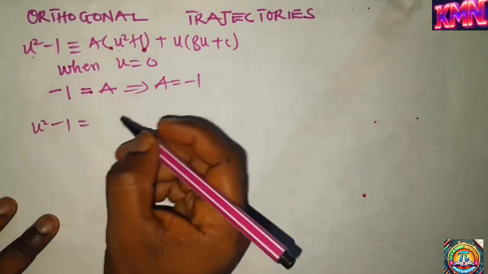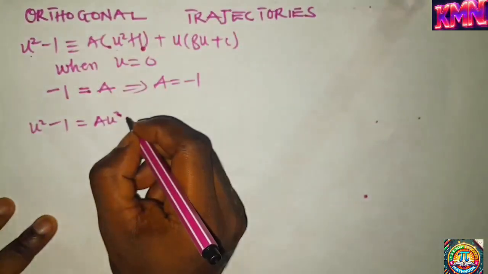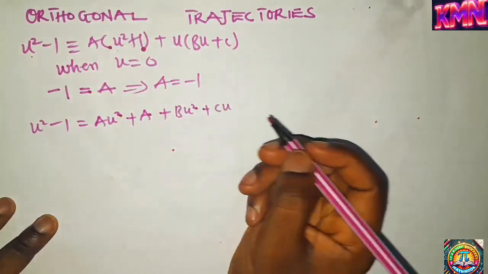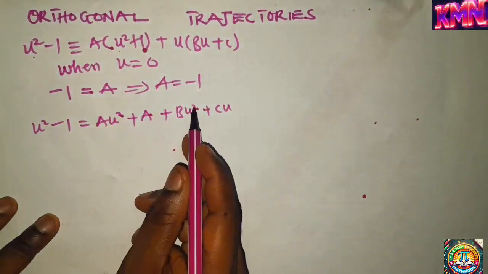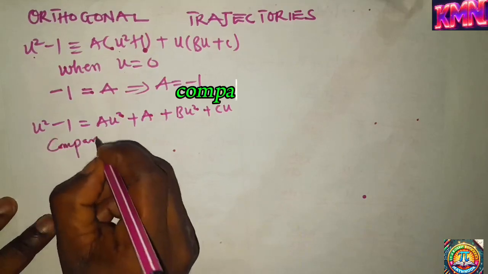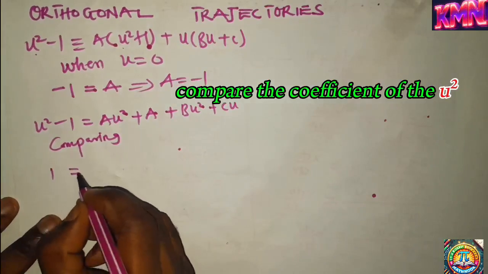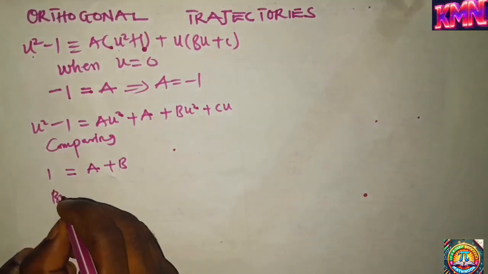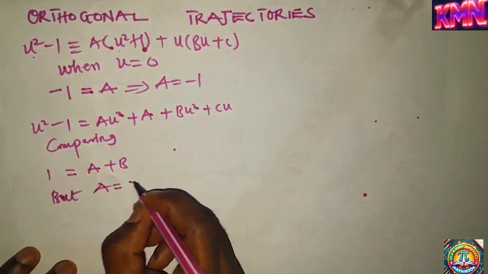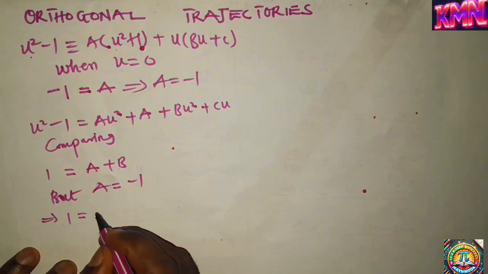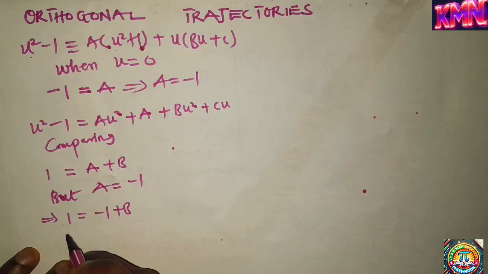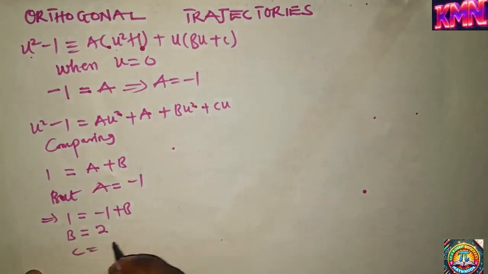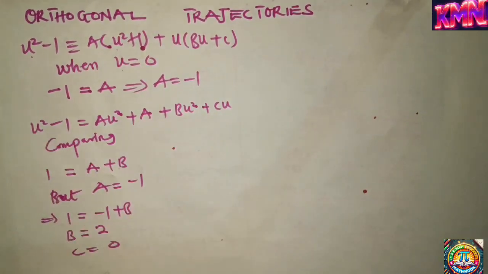So u squared minus 1 equals Au squared plus A plus Bu squared plus Cu. We can also consider those with a degree of 2. Comparing, we can say that 1 is equal to A plus B, but we had A to be -1. So this implies that 1 equals -1 plus B, and hence we get B to be 2. Let's compare those with only u, and that is only C over here. So C is also equal to 0, as there is no u at the side.